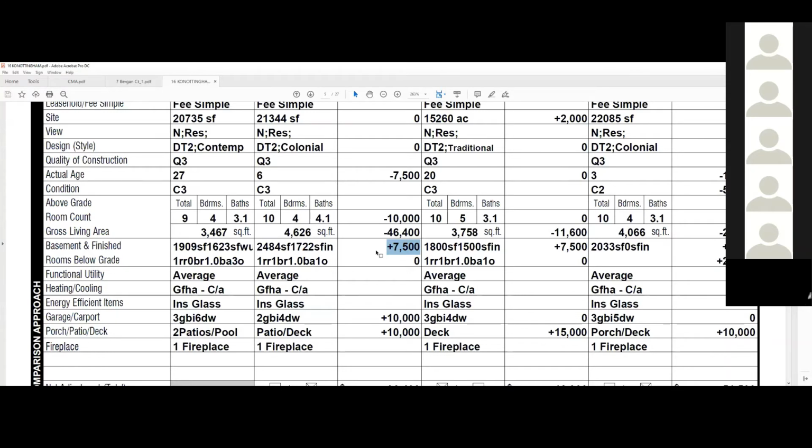Anybody can tell me why? Hakan, is it because a greater percentage of the other basement is finished? Well, see, no, not the rate. I mean, this home has a smaller basement, but 1,623 finished, versus the other one is larger, but 1,722 square feet finished. So instead of having plus, it should have been negative. Why did he put positive?